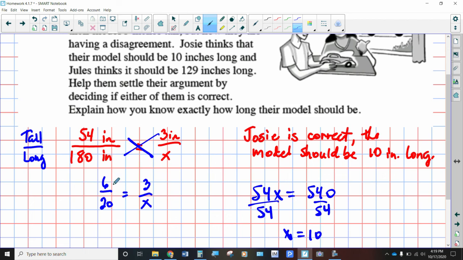Now, a third way that I did it was I chose to simplify this fraction. And I simplified it down to a nice and easy number. In fact, it seems like I could have divided both of them. What could I have divided both of those by? I could have divided the top and the bottom by 18, and it would have just become 3 over 10. So why not just do that? At any rate, a few different ways to get to our answer, and definitely Josie is right with 10 inches for the length of their model car.